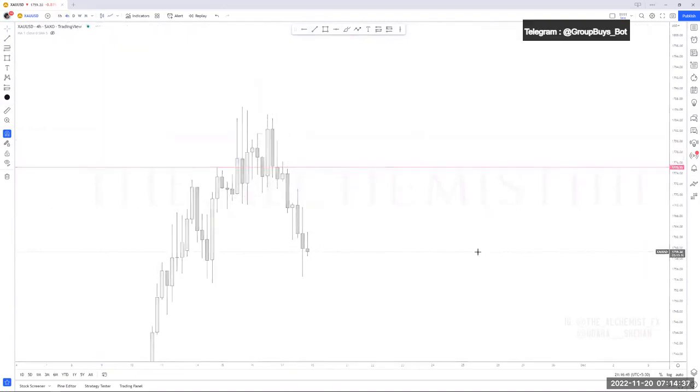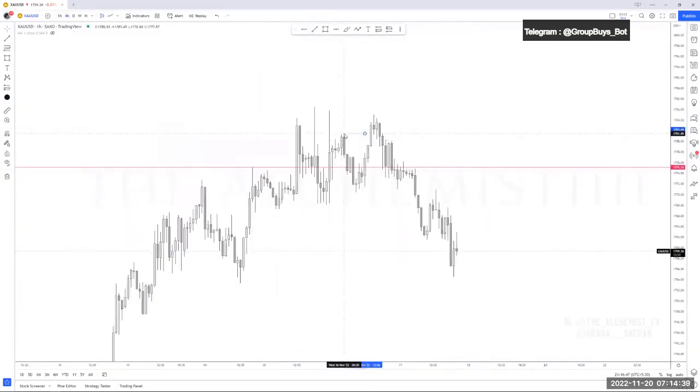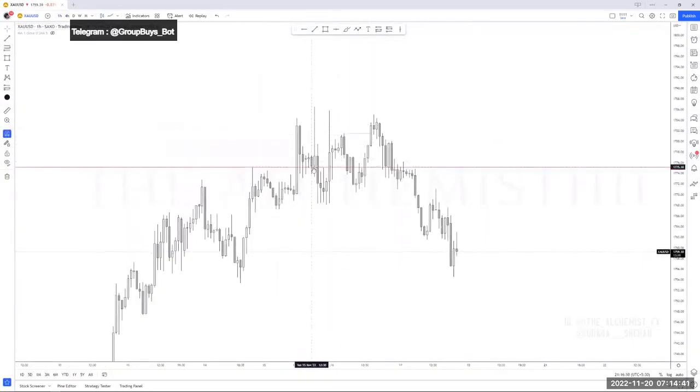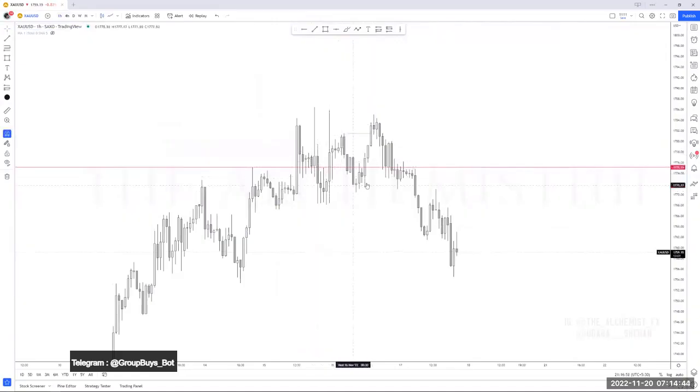Okay, so let's drop one time frame lower. On the H1, here is that higher time frame level, and we have 2 points, and those are engulfing.